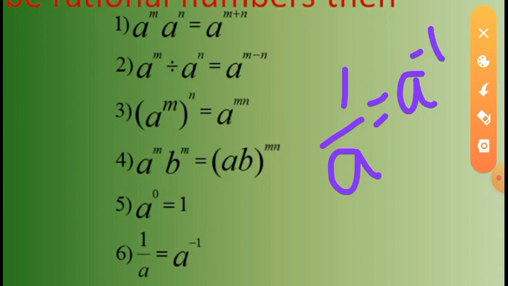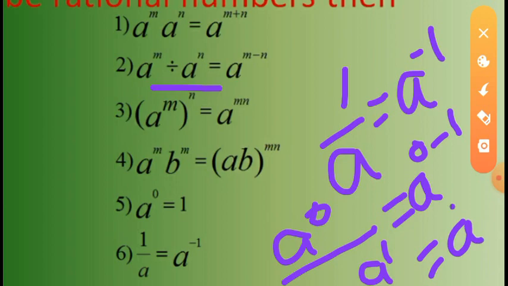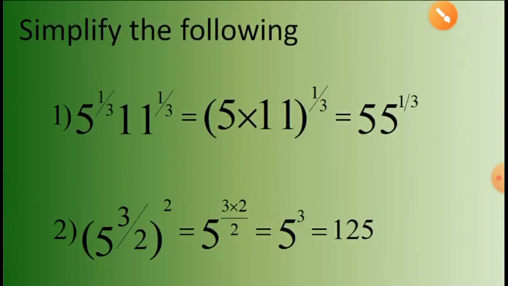See how you are going to get this. 1, can I write it as a raised to 0? Yes. And a is a raised to 1. That means, is it of this form, a raised to m divided by a raised to n? So it will be a raised to 0 minus 1. So you are getting a raised to minus 1. Clear? Okay. See the next.